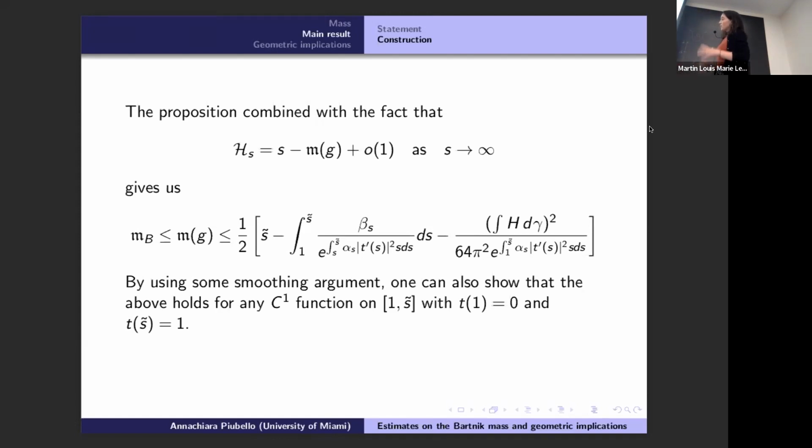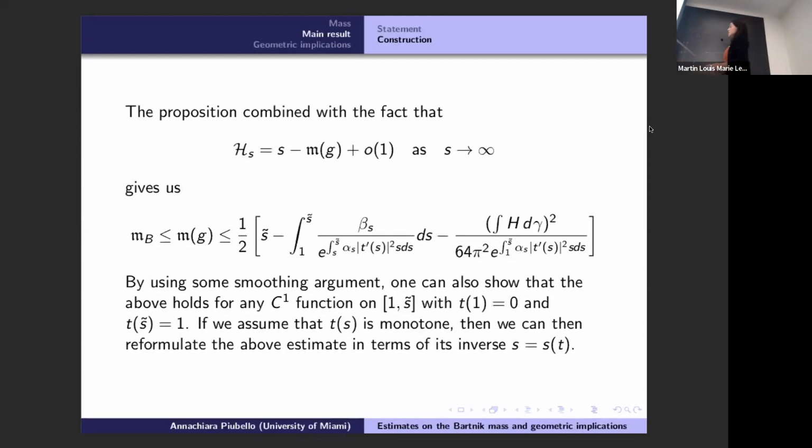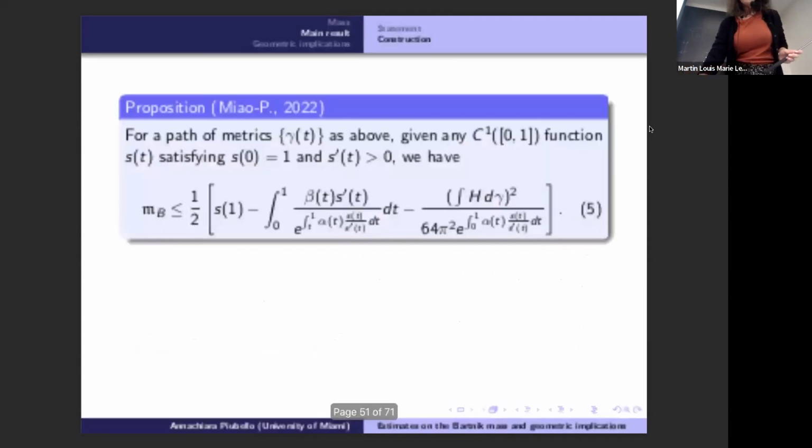And now we can use the smoothing argument. Since t here appears only with its first derivative, one can show that it is enough to start with a function t of s that is just C1, right? So instead of taking this whole thing, we can just concentrate on this part for t of s, and just take a C1 function, and then we can use a smoothing argument to show that the same estimate will follow. Moreover, if we assume at this stage that t of s is monotone, t of s will be invertible. So we can rewrite this estimate in terms of the inverse, that is s of t. And this is our main proposition.